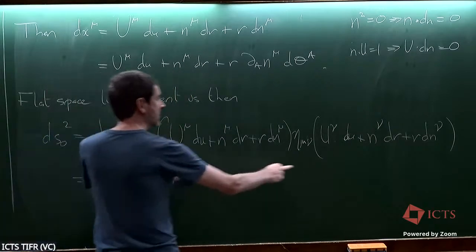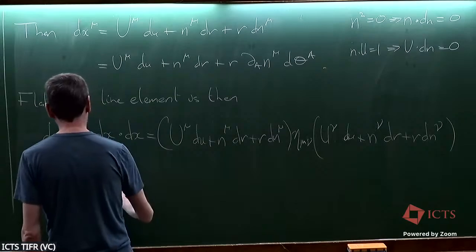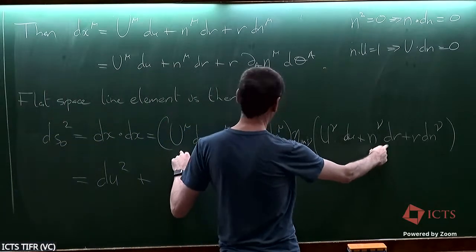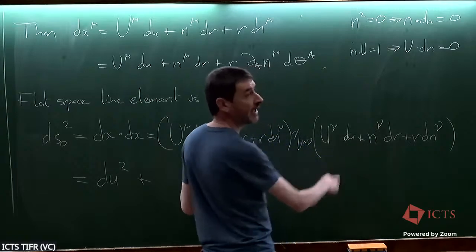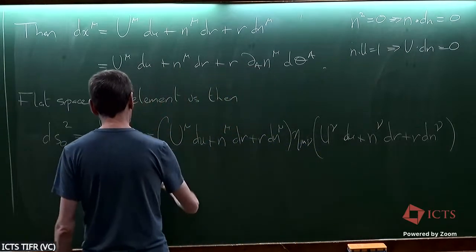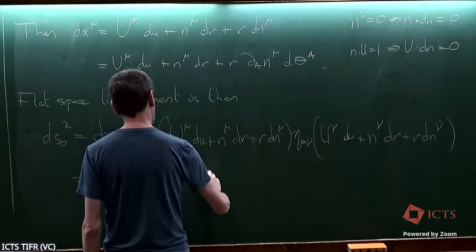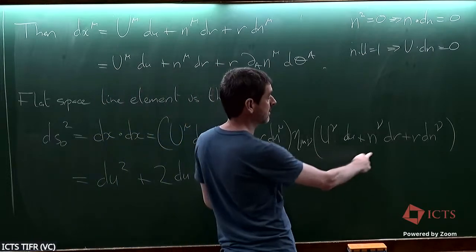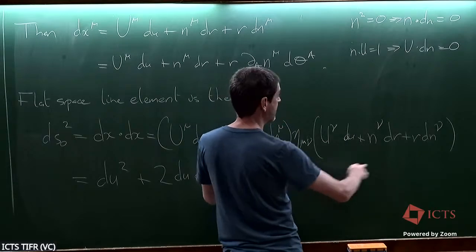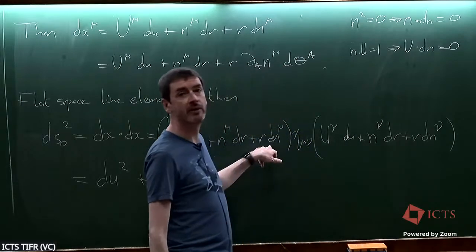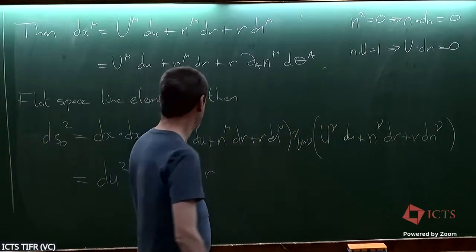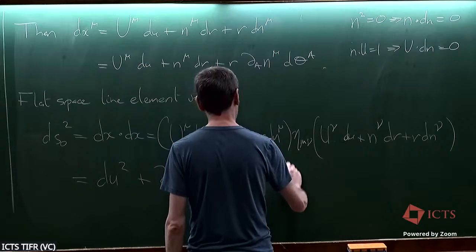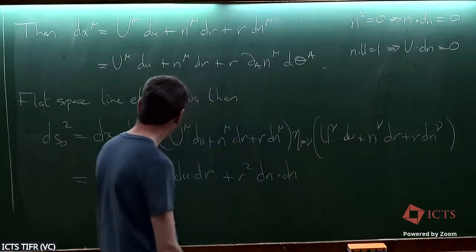So there's going to be a term du squared. u dot n is 1, so there's going to be two terms du dr. Now dn has 0 dot product with u and with n. So the only way I can get something out of the n term is just to multiply it by itself. So r squared plus dn dot dn.